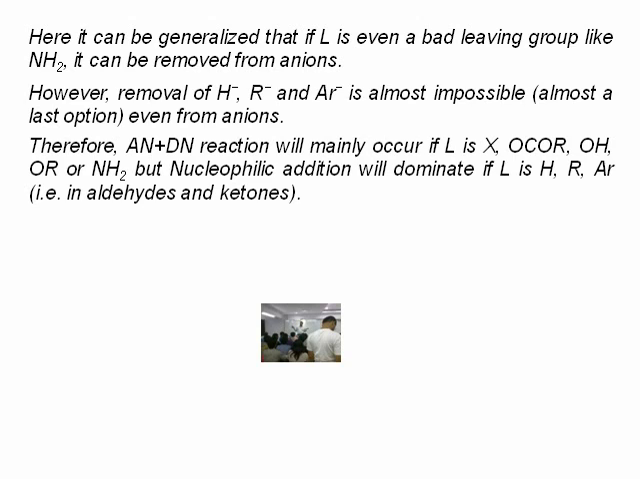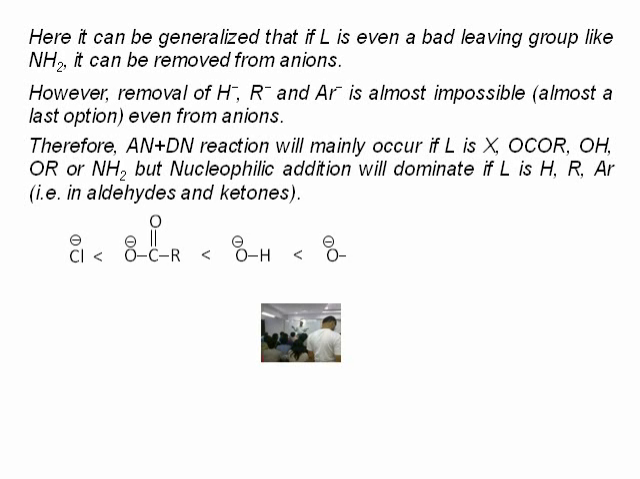Therefore, the AN+DN reaction will mainly occur if the leaving group is a halogen, RCOO group, OH group, OR group, or NH2 group, because these can be removed directly and certainly from negatively charged ions. But nucleophilic addition, which was a side reaction, will dominate if instead of L there is H, R or Ar, as in aldehydes and ketones, because removal of H minus, R minus, Ar minus is very difficult and is almost a last option. So aldehydes and ketones will mainly undergo nucleophilic addition.